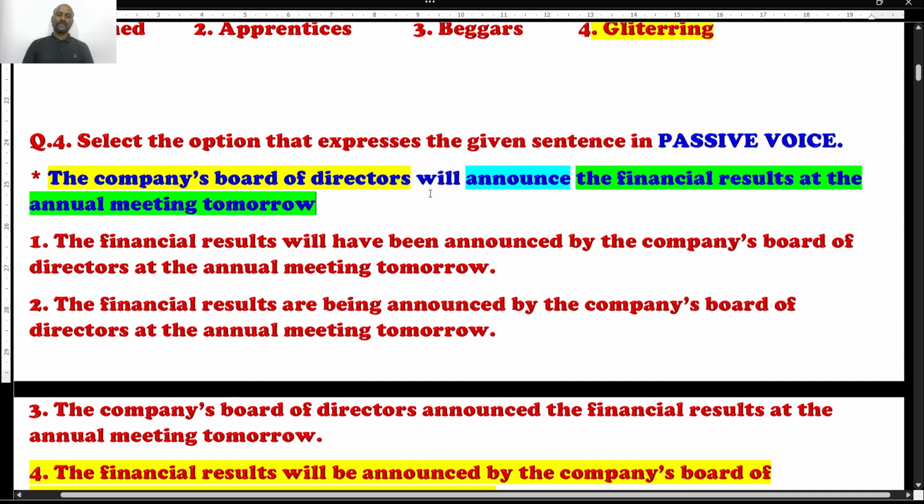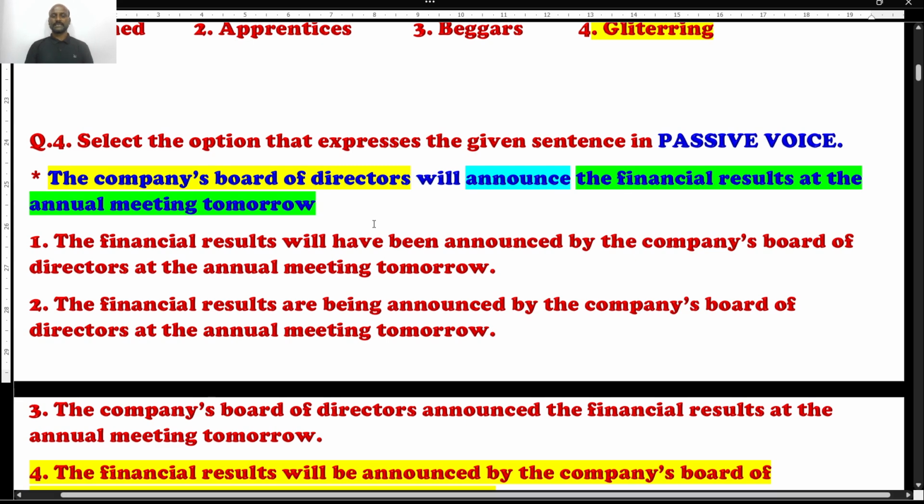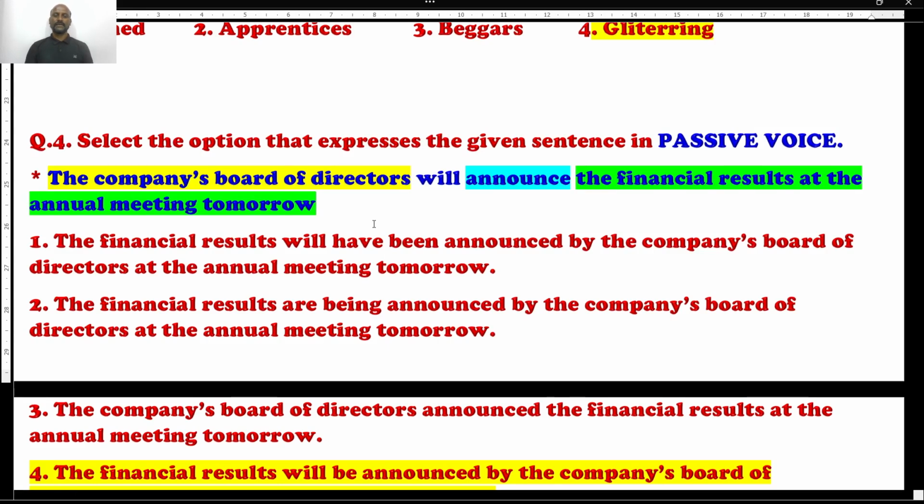Will is a helping verb, assistant verb, right? And announce is what? Verb 1. Active voice with will is given. You know very well what should be written in passive when simple future shall or will is given. And announce is verb 1. The financial results at the annual meeting is the object. Well, what are the techniques to transform active to passive or passive to active? Very simple. Replace subject with object and object with subject. Change the be forms and helping verb. Always the verb will be in the third form, that is V3, or you can say past participle. We use the term by after V3.